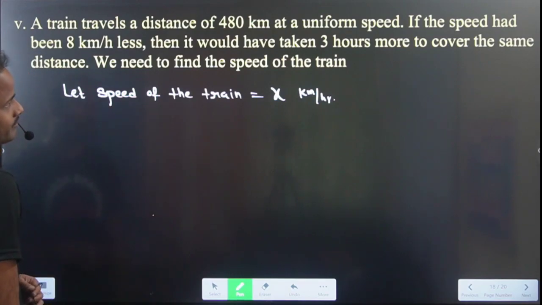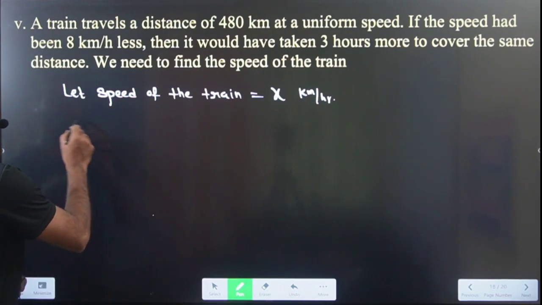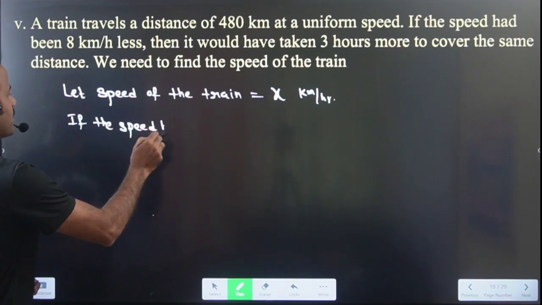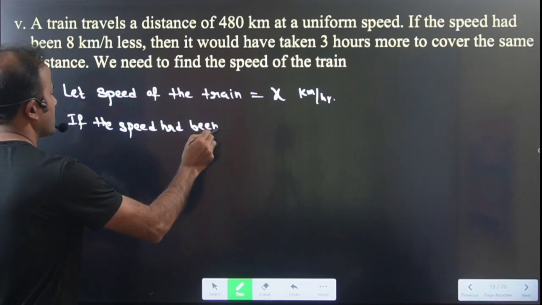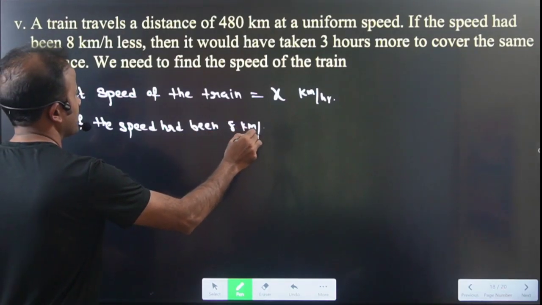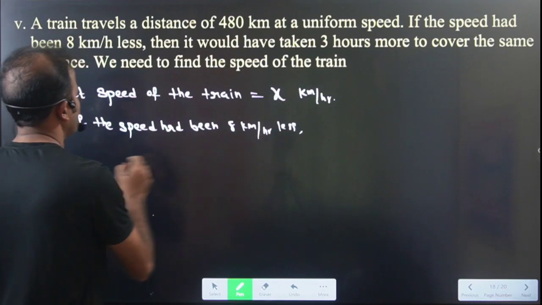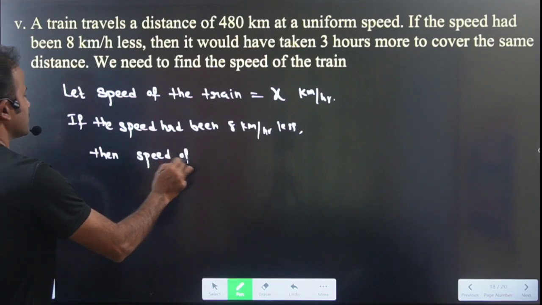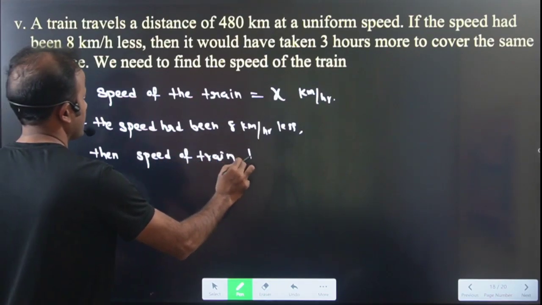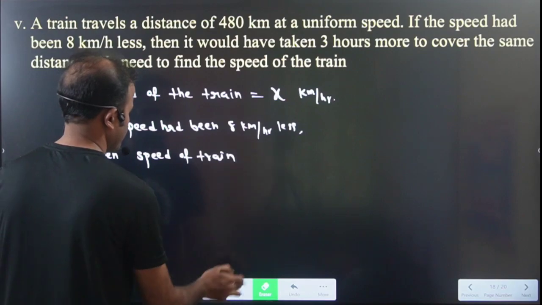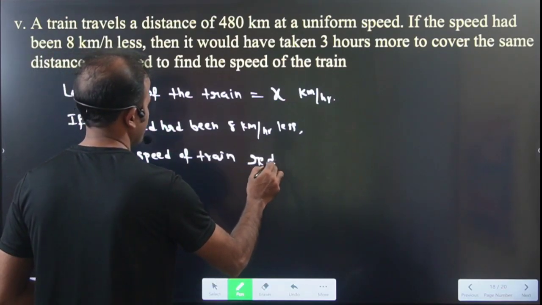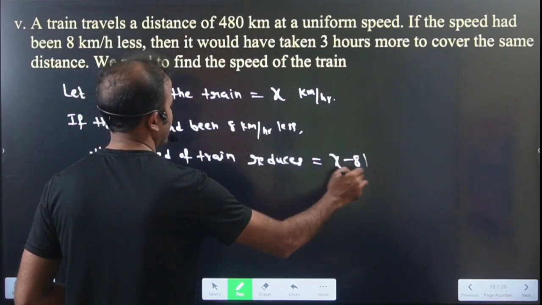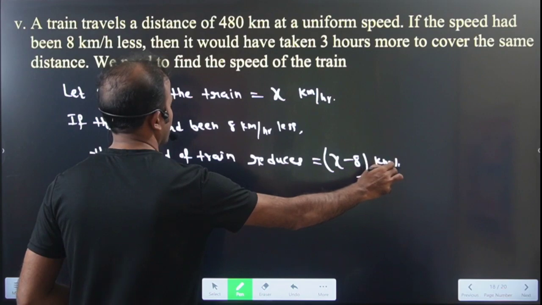x minus 8. Okay, if the speed had been 8 km per hour less, then the speed of the train reduces to... Initially how much is it? It is x. If it is reduced by 8 km per hour, what does it become? It becomes x minus 8 km per hour.